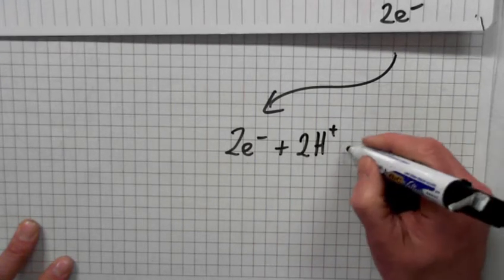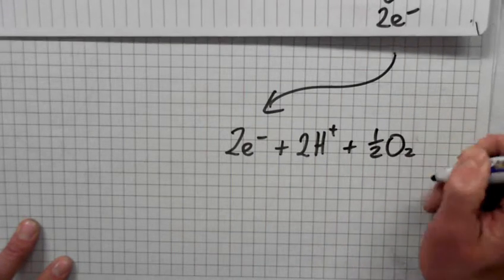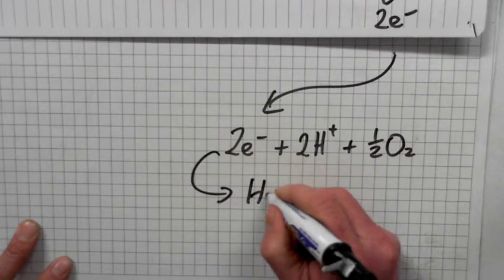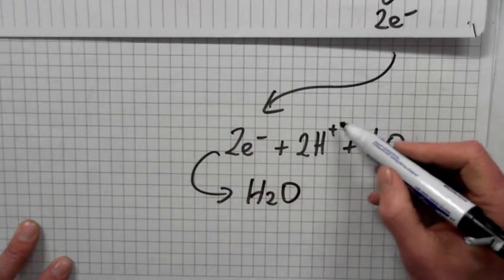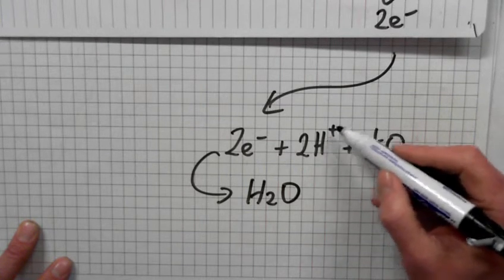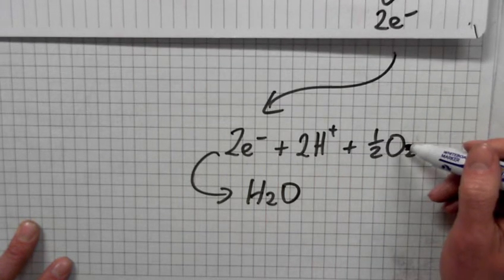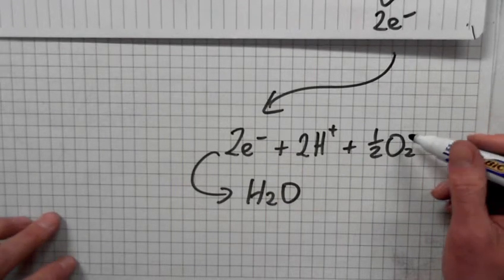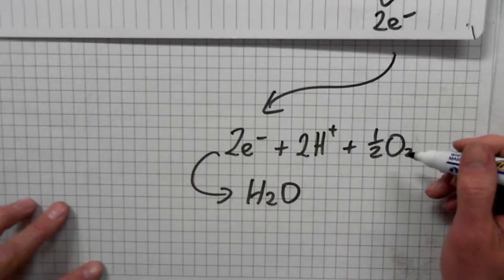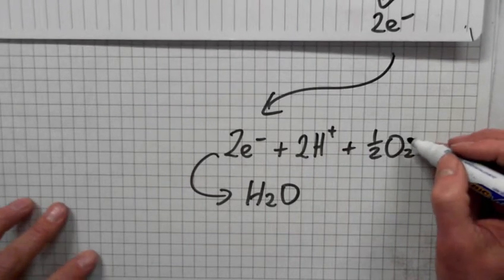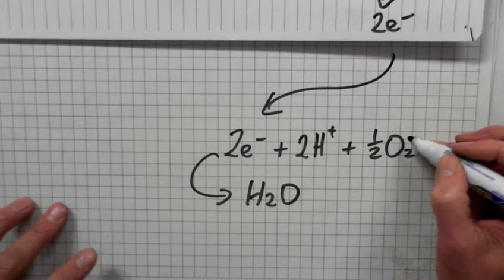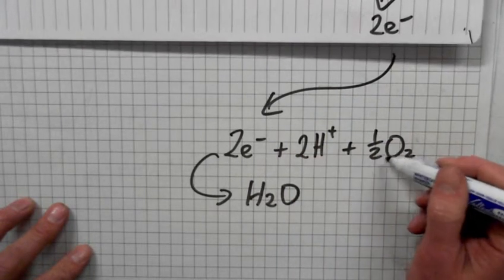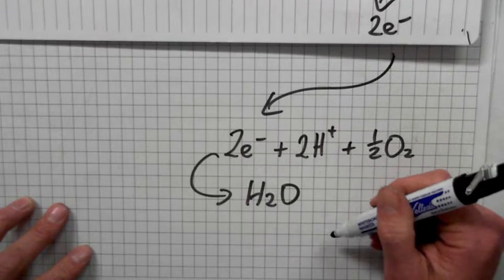And to balance the equation it has to be a half O2. So they combine to form H2O. Hydrogen is a toxic substance in our body. We have to get rid of it. Where does this oxygen come from? We breathe it in, we inhale it, or it could come from the splitting of water. Anyway, we need 2e minus, 2H plus, and half O2 to form water.